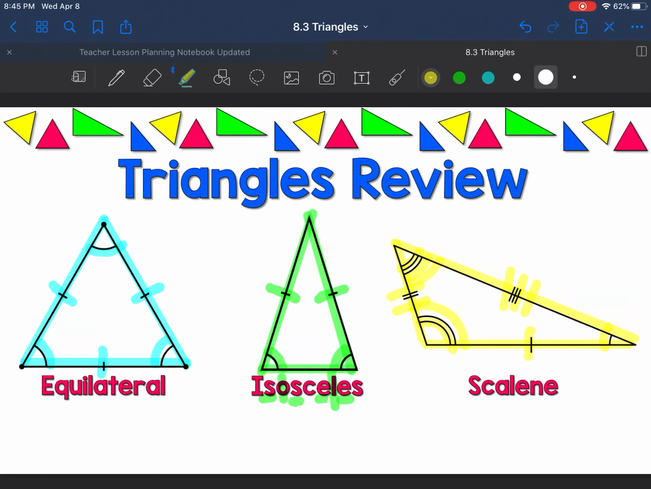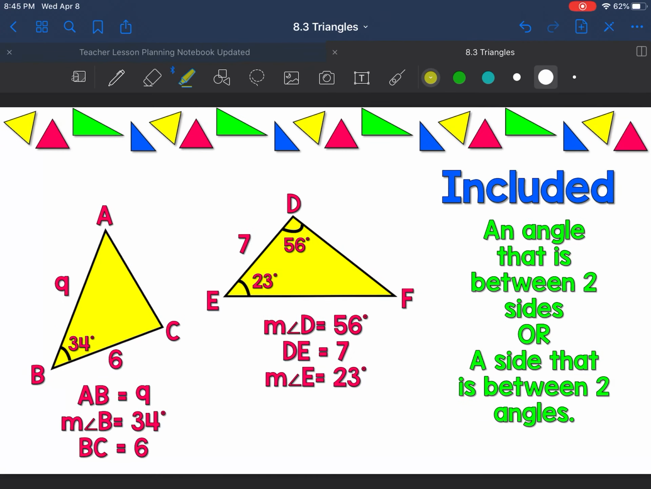So today we're going to talk about different types of triangles. The first type of triangle is what we call included. Now, I want you to think of included and the next type, not included. I want you to remember included like this. You're included in your family. You're within, between your family. That is what I want you to think about when you think of included.